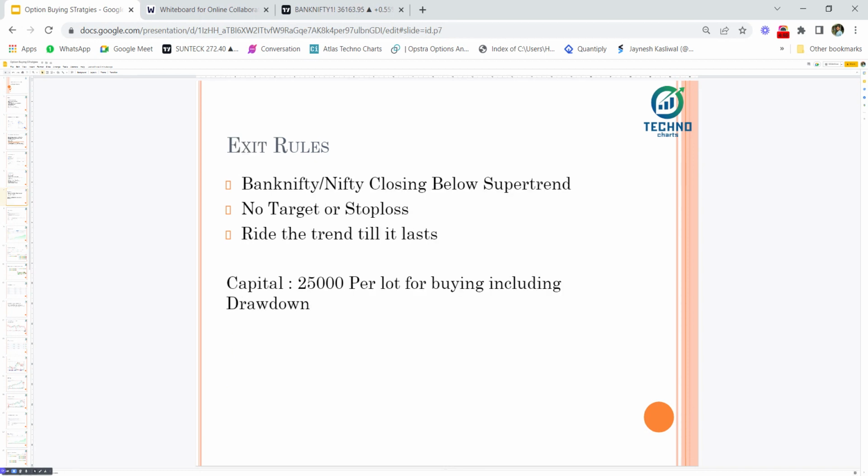What are the exit rules? There are no target or stop loss in this scenario. We are going to ride the trend as long as the trend is going to last, and the stop loss is not there for our trading.